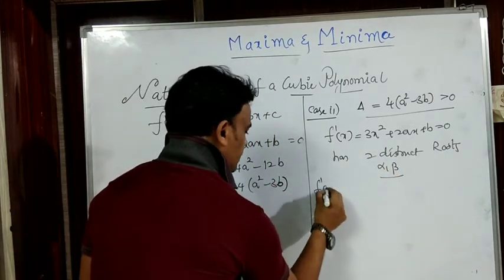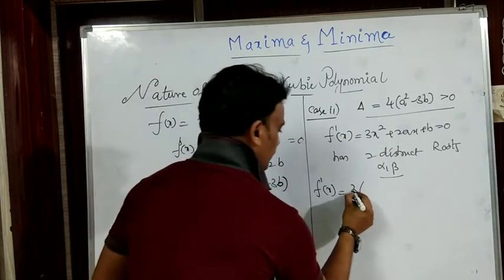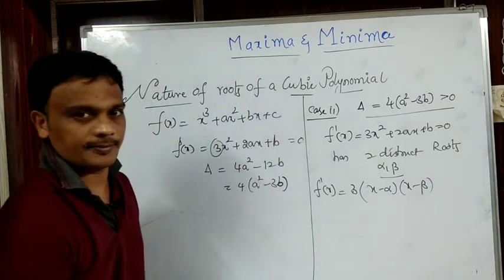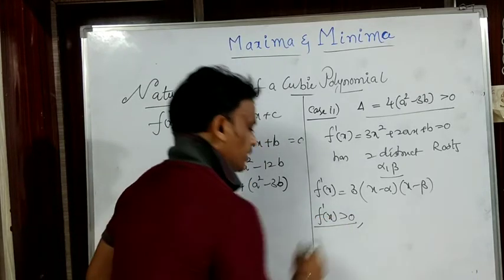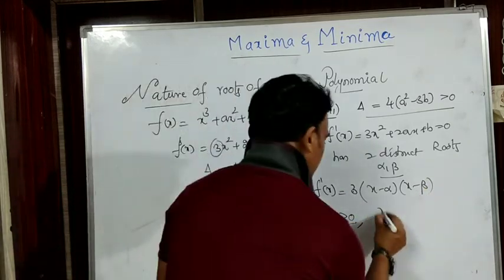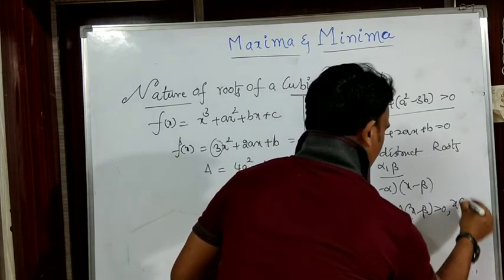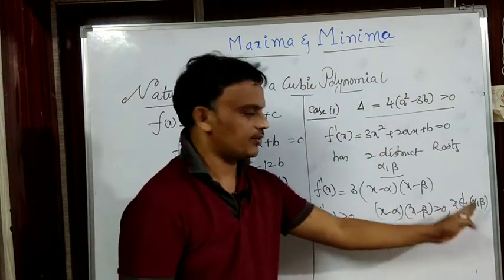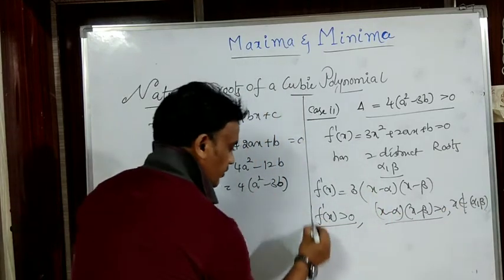Now f dash of x can be written as 3 times (x minus alpha) into (x minus beta), with leading coefficient 3. Am I right or not? And when this function is greater than 0, that means 3(x minus alpha)(x minus beta) is greater than 0, that is (x minus alpha)(x minus beta) greater than 0. That means when x does not belong to the interval alpha to beta, that means x less than alpha or x greater than beta, then this is greater than 0. That means f dash of x is greater than 0.